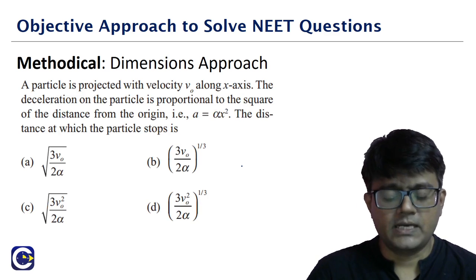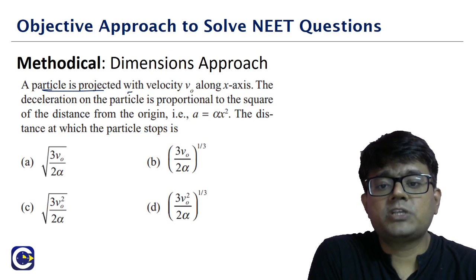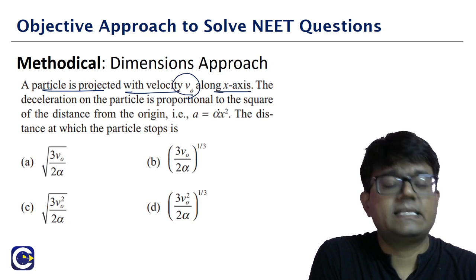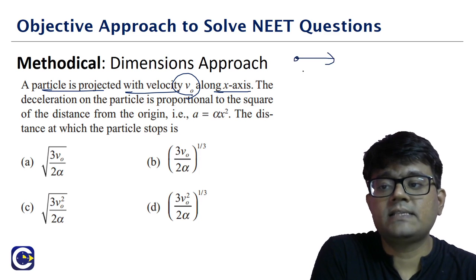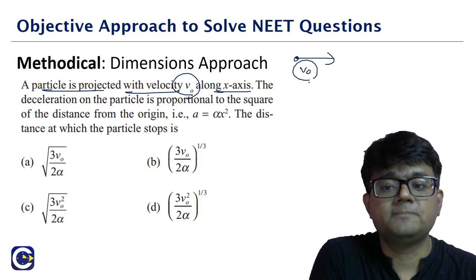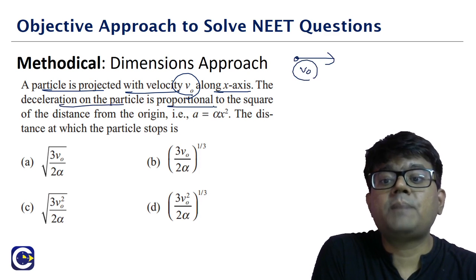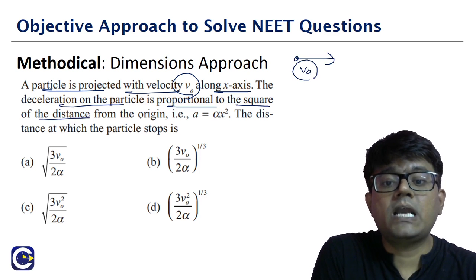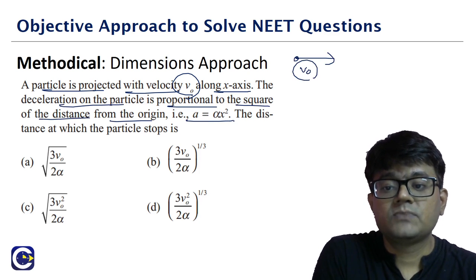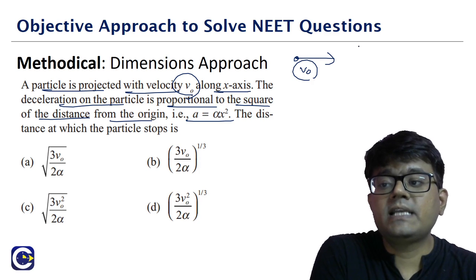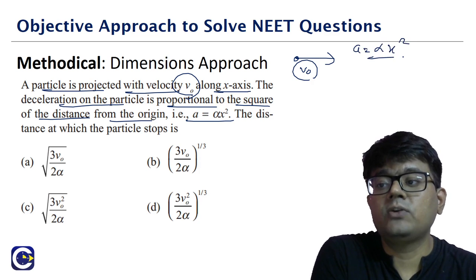Now let's look at a problem. A particle is projected with a velocity v0 along the x-axis. Along the x-axis we are giving a velocity v0 for the particle. The deceleration of the particle is proportional to the square of the distance from the origin. So what is the relation? Deceleration A is equal to alpha into x square.